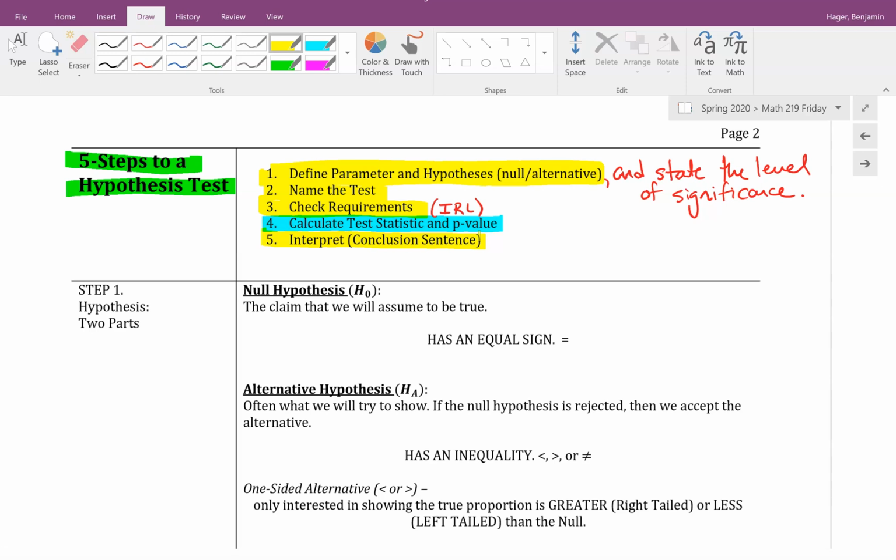So again, these will feel ridiculously similar to confidence intervals once you get your hands on them and get familiar with both ideas. Okay, so the first step, defining the null and alternative hypotheses.